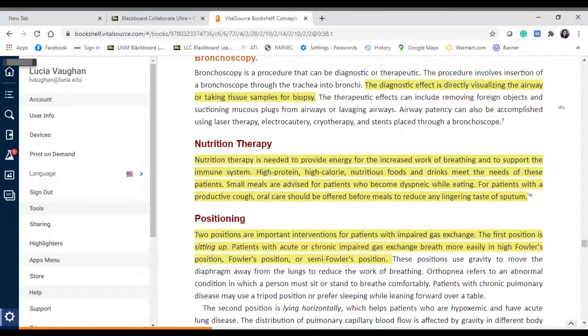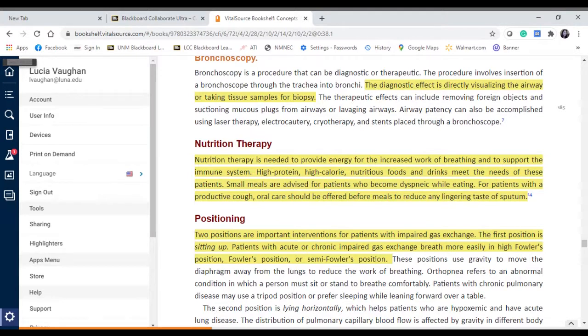Nutrition therapy is needed to provide energy for increased work of breathing and to support the immune system. High protein, high calorie, nutritious foods and drinks meet the needs of these patients. Small meals are advised for patients who become dyspneic while eating. For patients with a productive cough, oral care should be provided before meals to reduce the lingering taste of sputum.